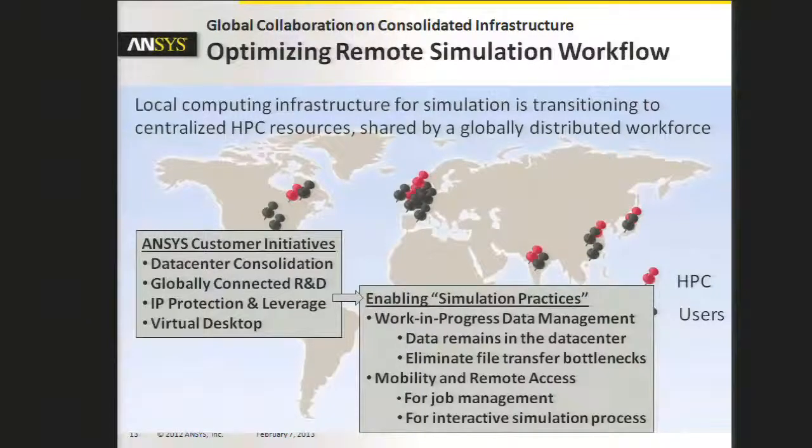So what does this mean for Ansys? It means that we need to have adequate data management support and mobility and remote access. These are key development initiatives that are just as large as the HPC scaling here in the last couple of years at Ansys.